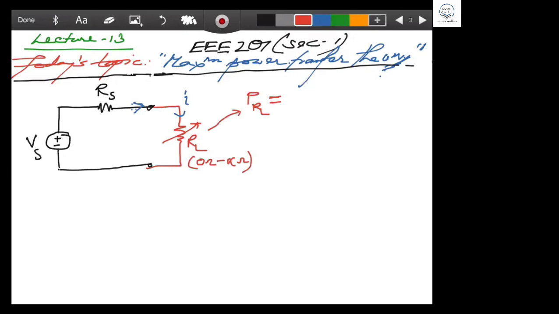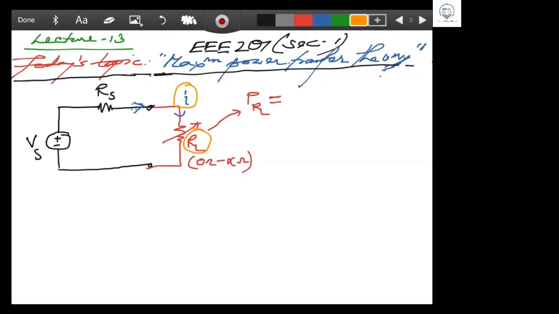So what will be the power consumed by the RL? PRL equals, Sir, VAB into I. Oh no, VAB is not known there. What you know at this terminal is one thing, I, and another thing, RL. So you know these two parameters, because this voltage source is connected and a current is flowing through the load.